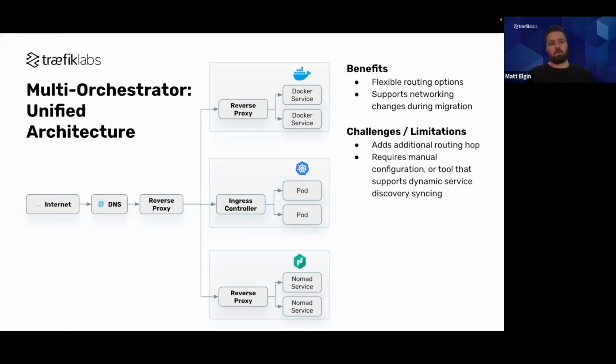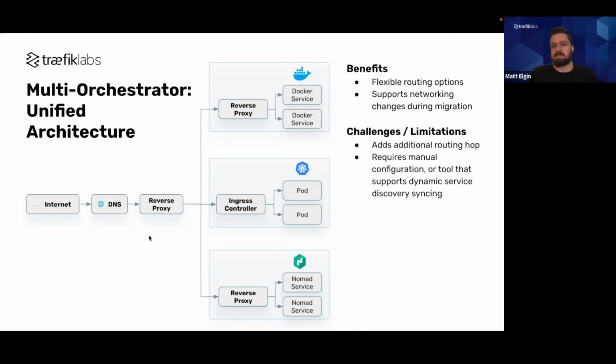So here we're going to, again, look at an example architecture. This is very similar to the last architecture we looked at in the multi-cloud routing setup, where we have a reverse proxy or ingress controller in each one of our orchestrator clusters. So here we've got Docker, Kubernetes, and Nomad. And then we have a layer one reverse proxy out front.